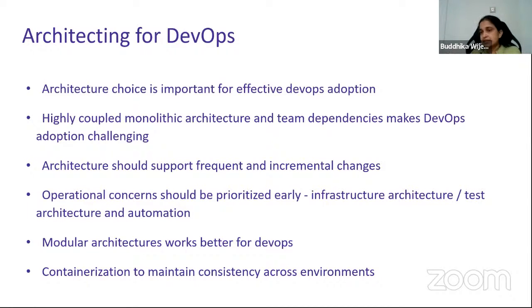So modular architectures definitely work better for DevOps. And containerization using Docker containers and cloud services will be helpful to maintain consistency across environments, which is a good thing for DevOps. Even if we have the monolithic architecture or some other architecture pattern, we can try out DevOps adoption, but it can be costly. So that is why it is important to have a proper architecture choice for your products for a better DevOps transformation.